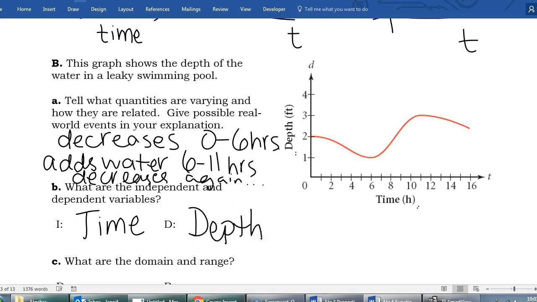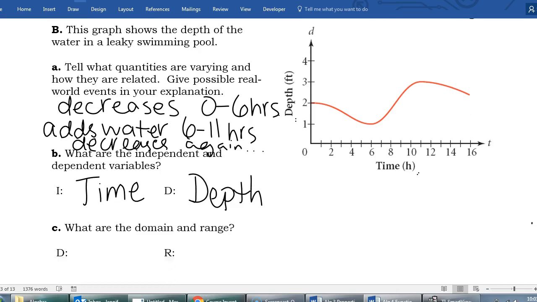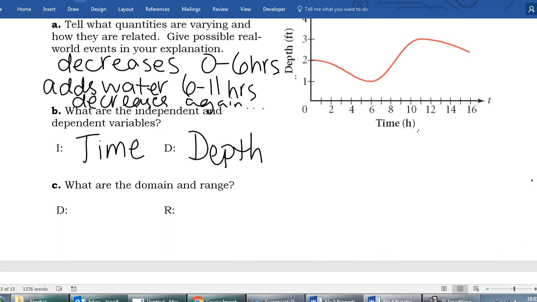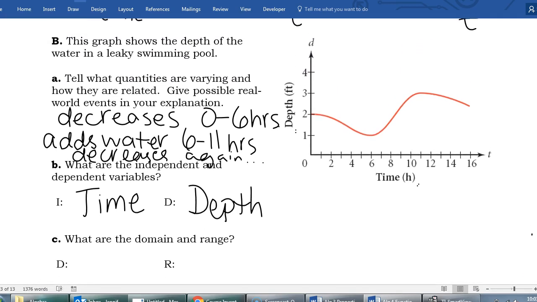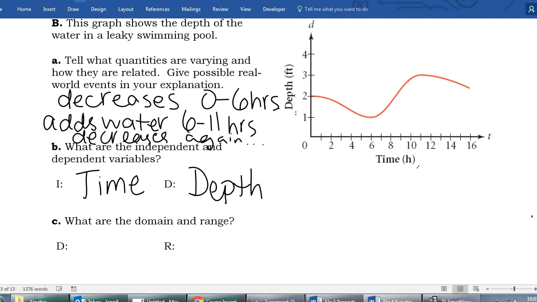Next, what are the domain and range? The domain would be the values along the horizontal axis. Specifically the values that the graph covers, not just all the numbers. This graph starts at 0 hours and then continues along until we reach 16 hours. So my domain would be 0 to 16.